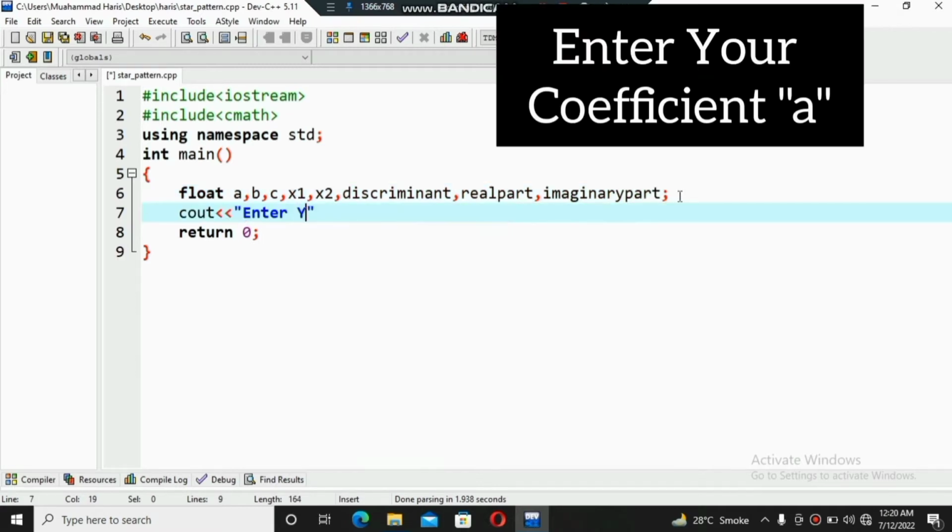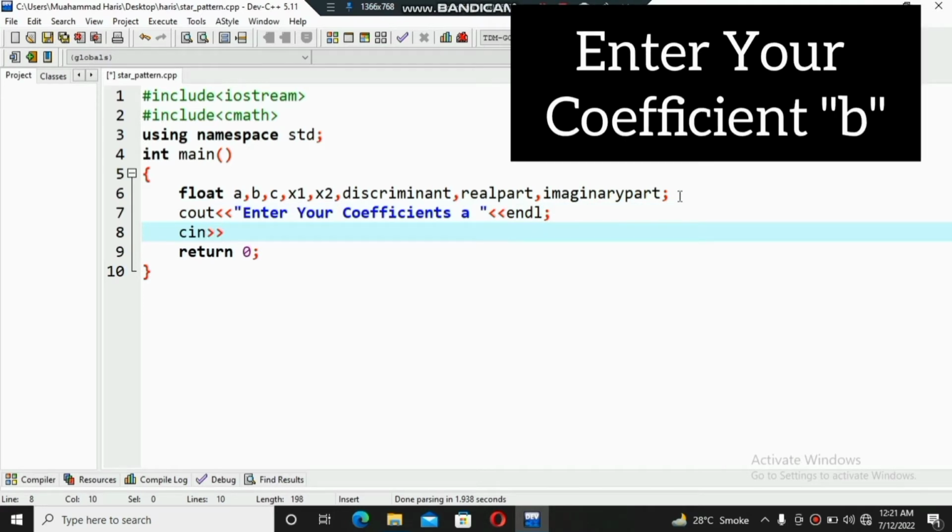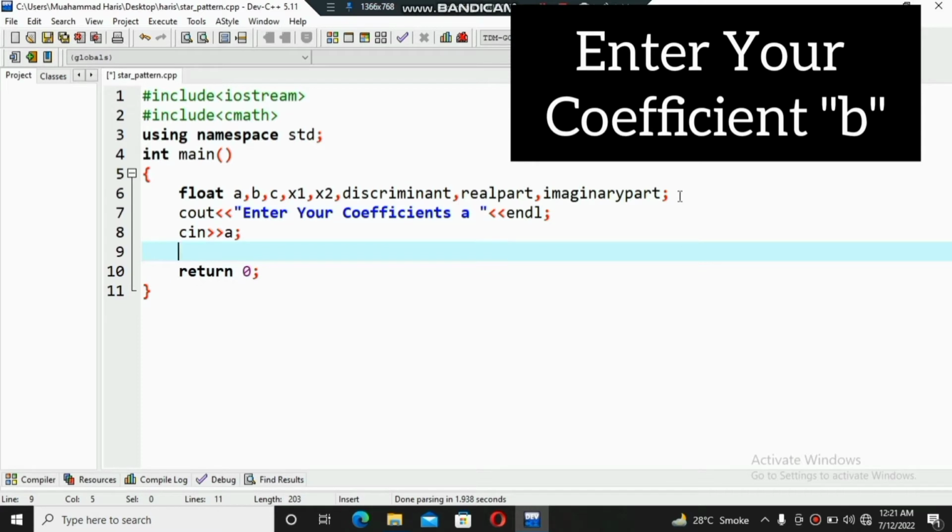Now I'm taking input of coefficient A from the user, so I'm using cout "Enter your coefficient A". It will print out this line. I want to end this line, so I'm using endl. In the next step I'm using cin to take the input, so this will take coefficient A entered by the user.